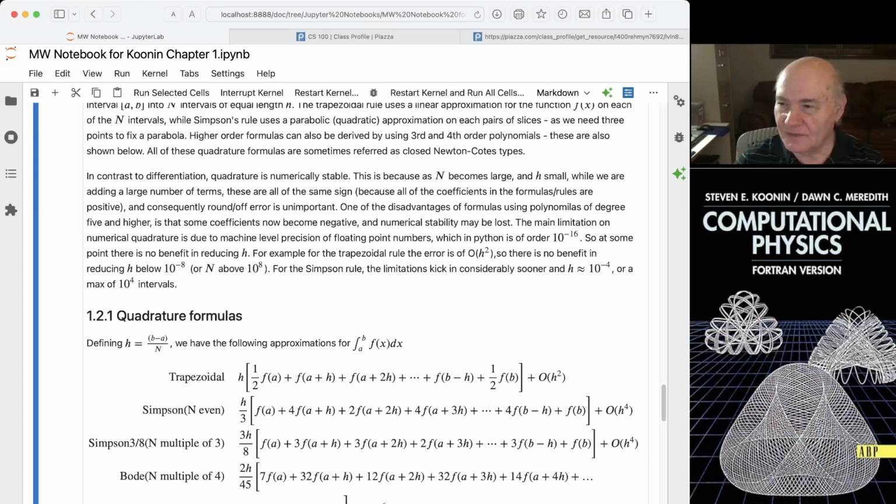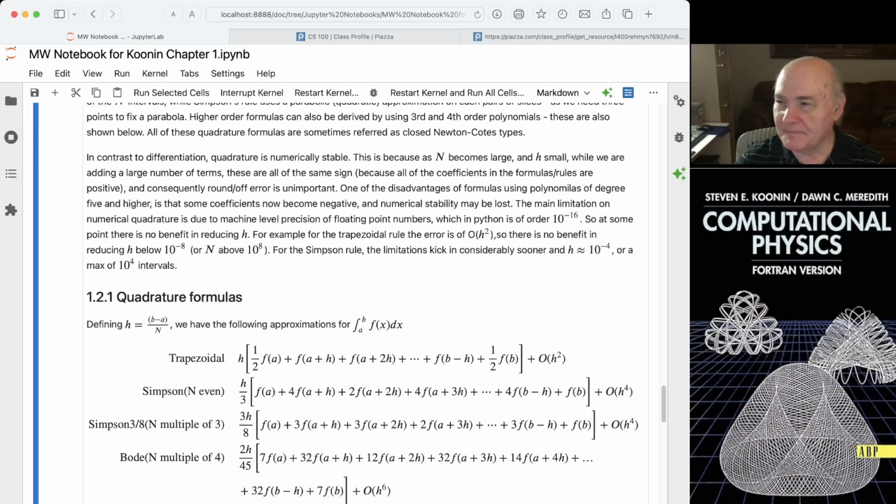So I'll just briefly mention this is important, as Kunin mentions. Quadrature is stable, unlike numerical differentiation, where oftentimes you're subtracting two almost equal quantities and you have real problems with round off error and everything.